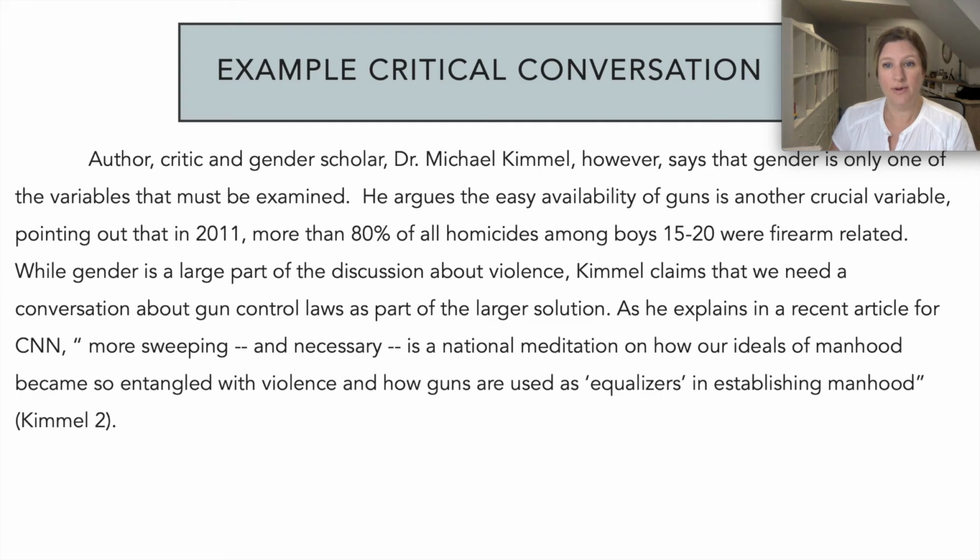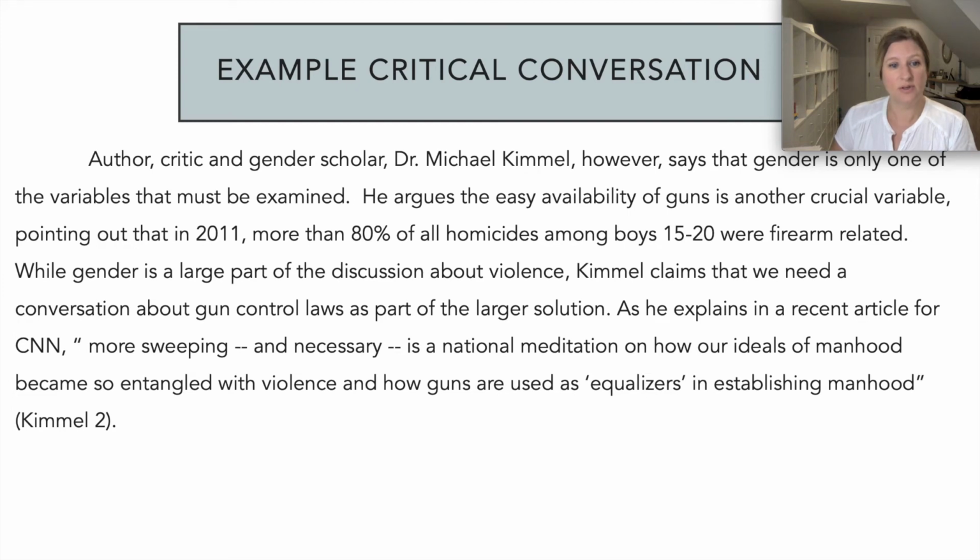Dr. Michael Kimmel, however, says that gender is only one of the variables that must be examined. Again, here, just by saying "however," we're showing that Kimmel diverges a little bit from Gómez and Katz, because Kimmel is saying that gender is only one part of the variable. So Kimmel argues the easy availability of guns is another crucial variable, pointing out that in 2011, more than 80% of all homicides among boys 15 to 20 were firearm related. While gender is a large part of the discussion about violence, Kimmel claims that we need a conversation about gun control laws as part of the larger solution.